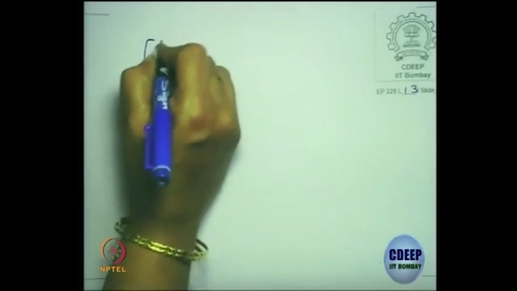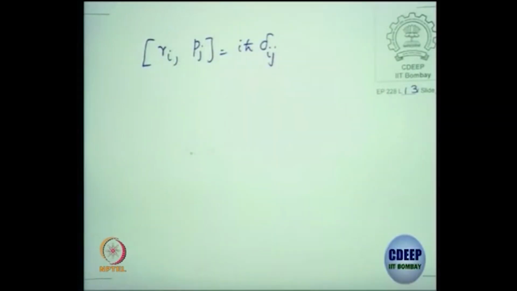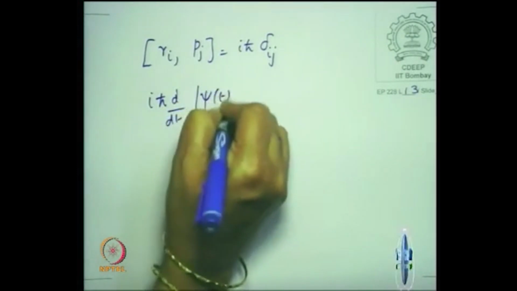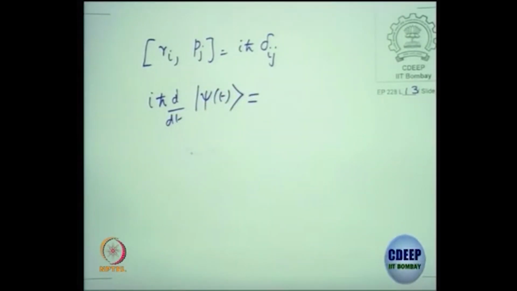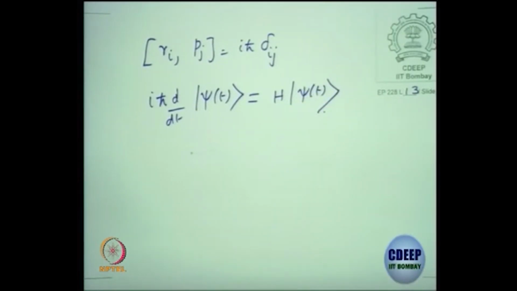We had this postulate [R_i, P_j] equals i h-cross delta_ij. In one dimension I wrote this identity, but you can rewrite it this way. We also had an evolution equation on psi of t, i h-cross d/dt psi of t equals H psi of t. This is the empirical equation which will allow you to get the state of a system at any time t, which is evolving due to the Hamiltonian.